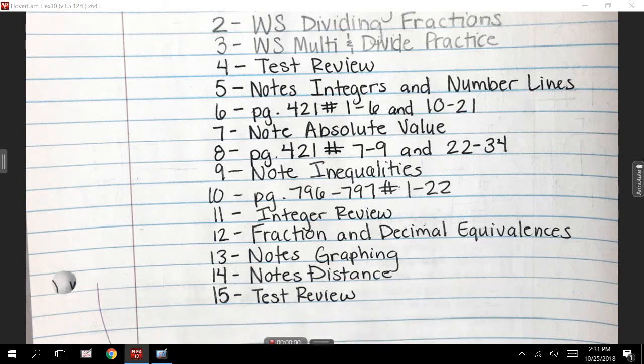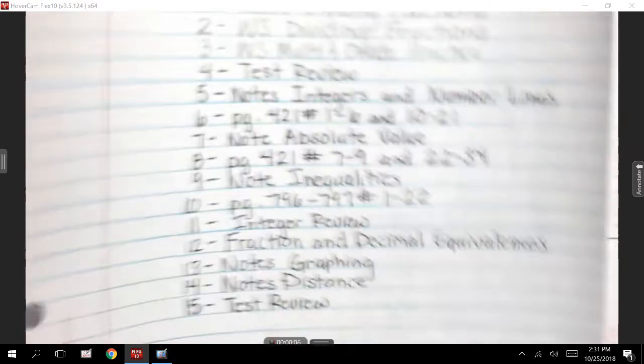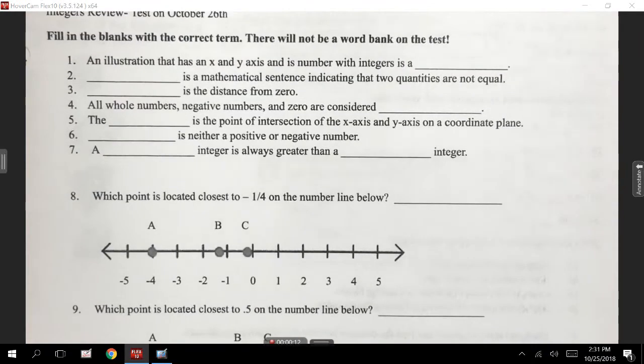Alright, so just remember, guys, we are going to do a binder check tomorrow, and then we also have our math test tomorrow, so let's go over the study guide real quick. Alright, in the study guide, the first part is vocabulary.